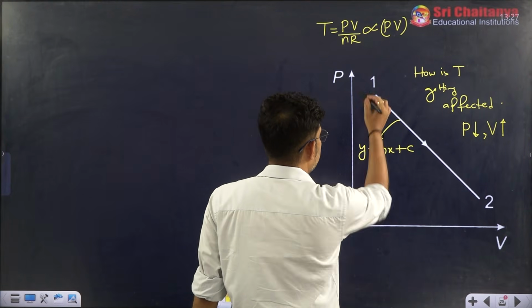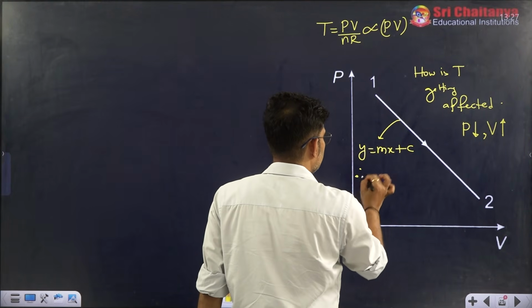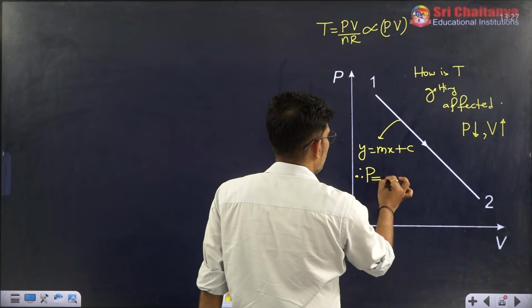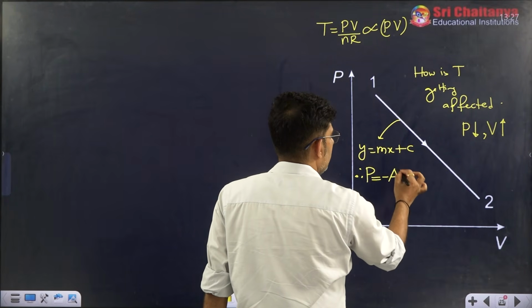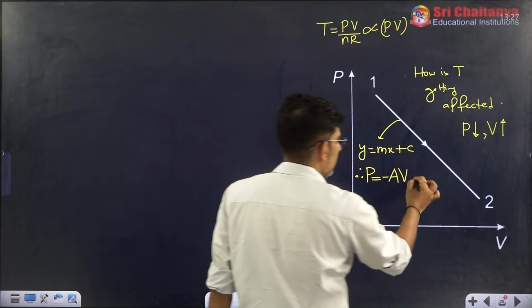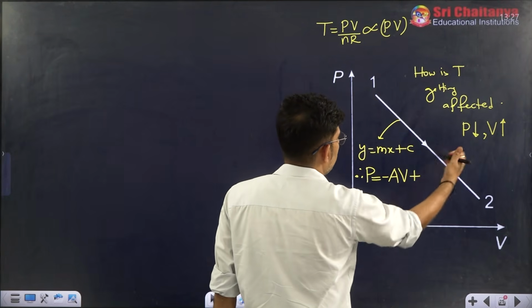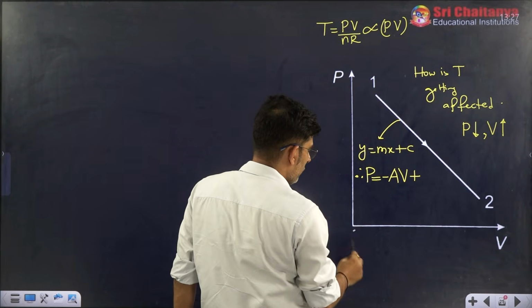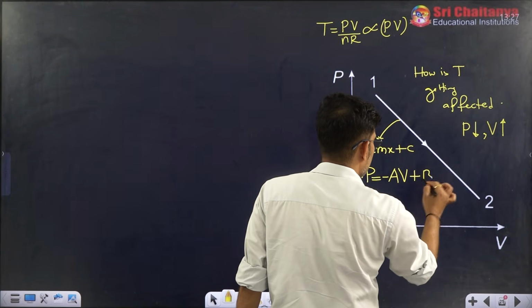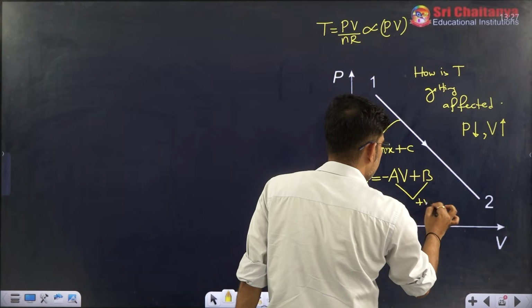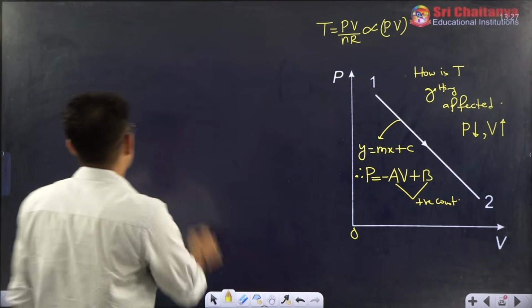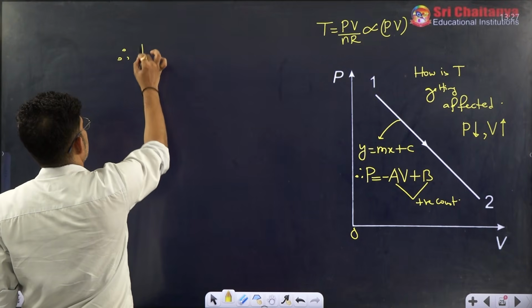So here on the y-axis you have pressure. The slope is decreasing, so the slope is negative, so I will write minus a, x is volume, and c is the y-intercept. This graph will cut the y-axis above the origin, so plus b, where a and b I am taking as positive constants. So write like this.